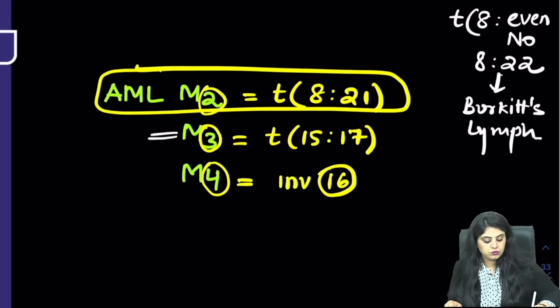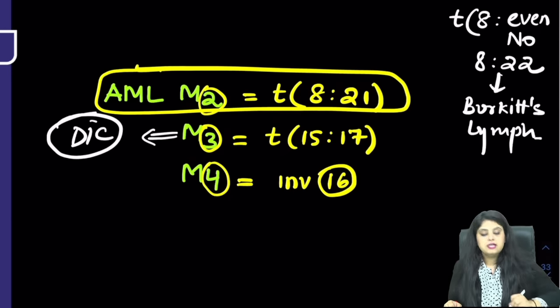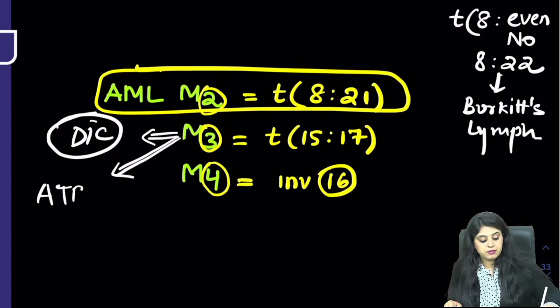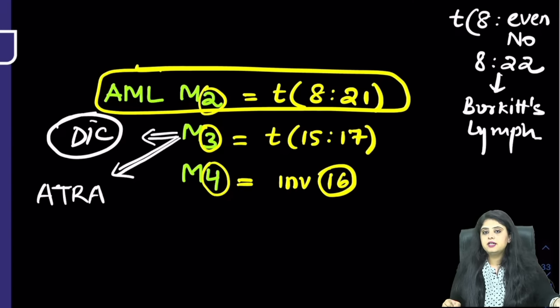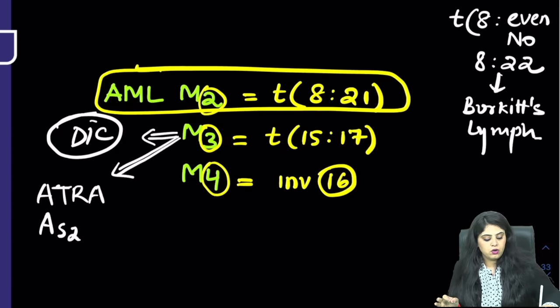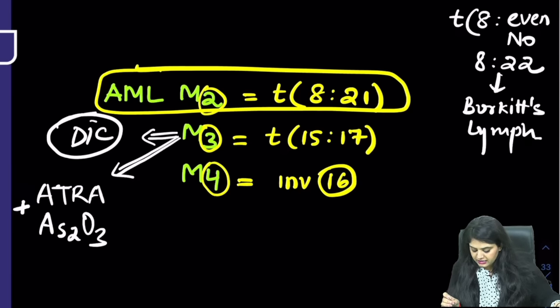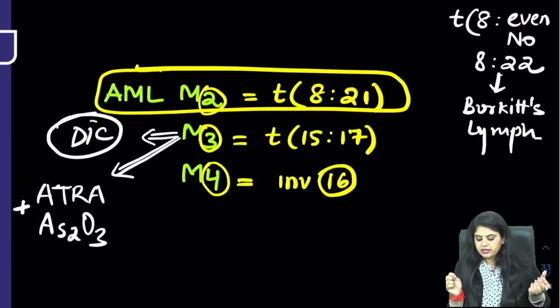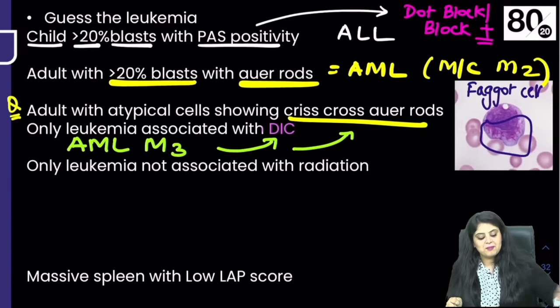The only one that is associated with DIC is going to be AML M3. You know the treatment from the medicine point of view. This is the only leukemia that is treated with a vitamin A metabolite, all trans retinoic acid, along with arsenic trioxide. Settled? Yes. Someone mentioned ballerina skirt appearance in between, Burkitt's and lots of things that you've correlated. So give me some time, because micro is also a part of this session. So coming back, this is done.